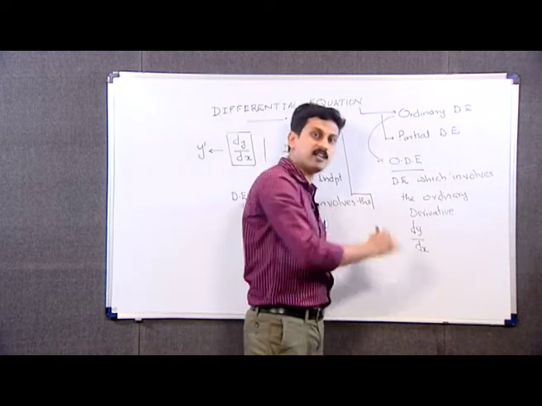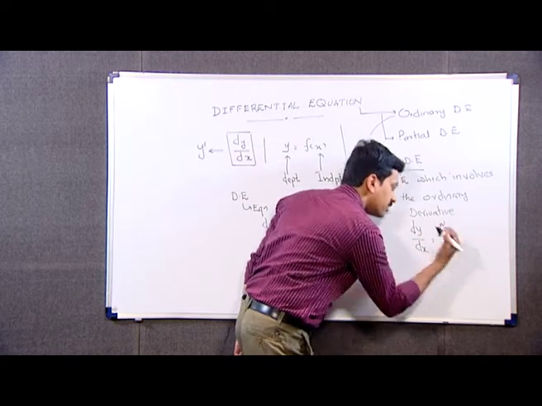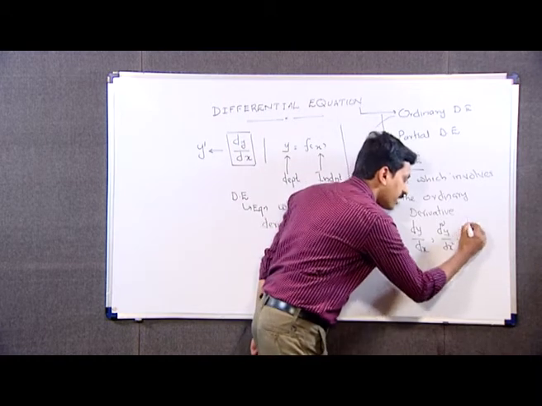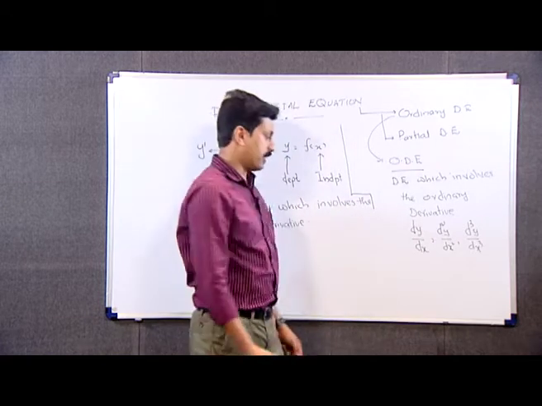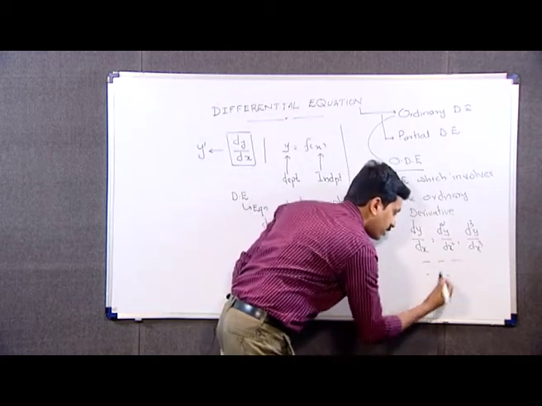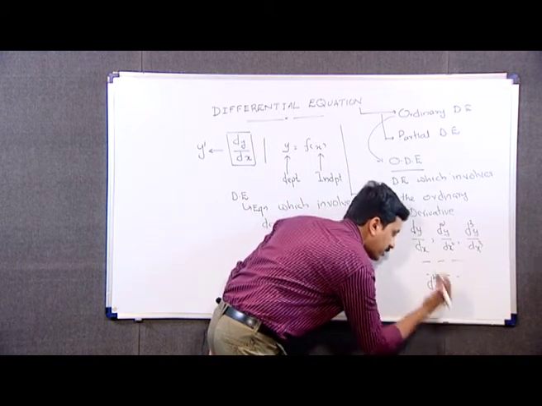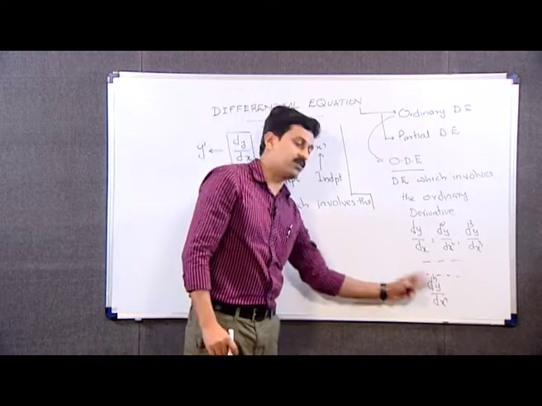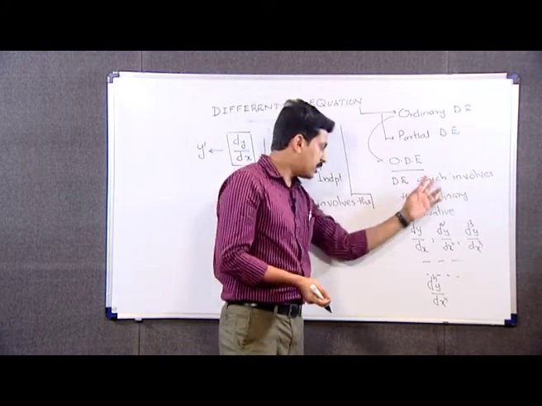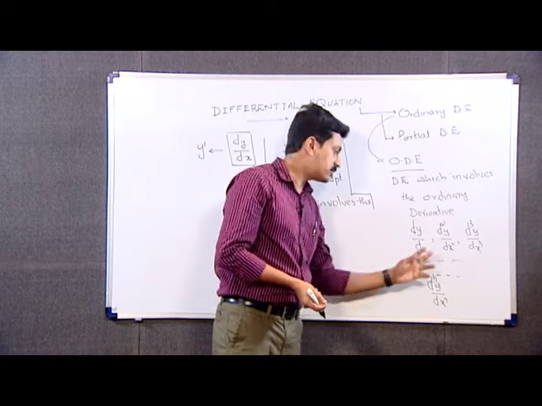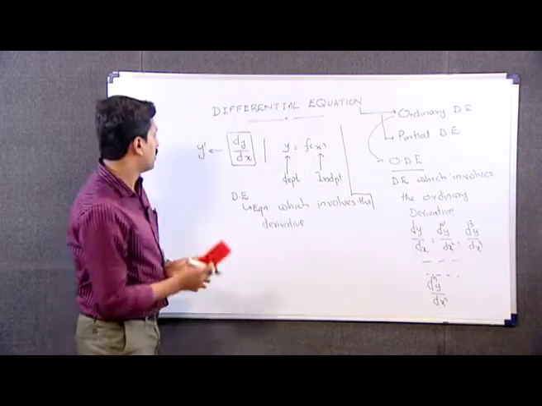It is the first order ordinary derivative, d square y by dx square is the second order ordinary derivative, and d cube y by dx cube is the third order derivative, etc. We can have up to the nth order derivative. Generally we call d raised to n y divided by dx raised to n the nth order derivative. Any differential equation which involves any of these derivatives is called an ordinary differential equation.